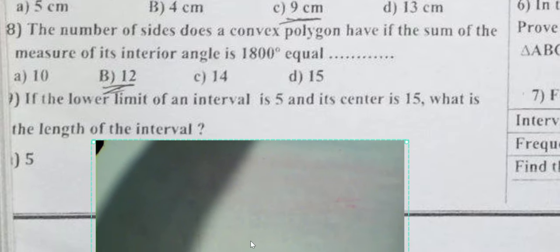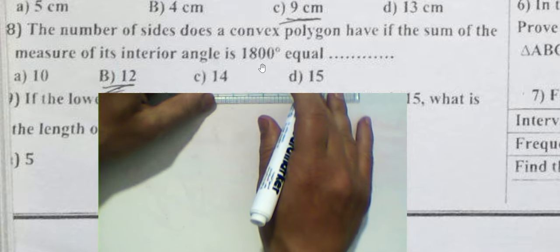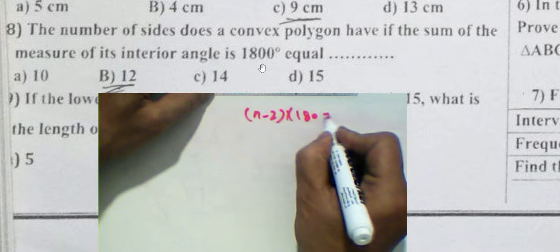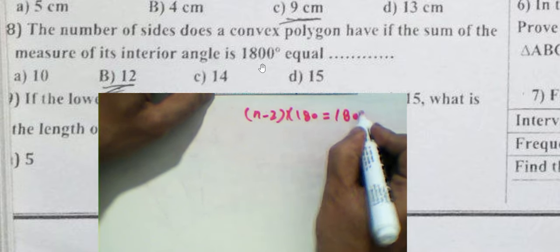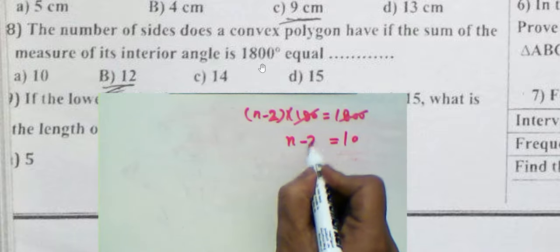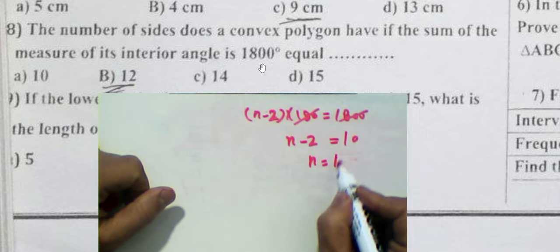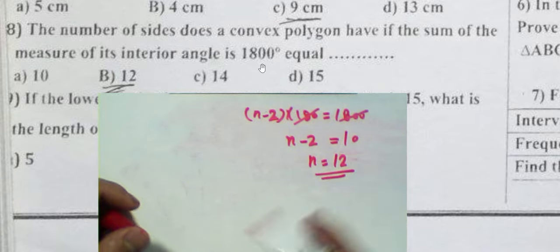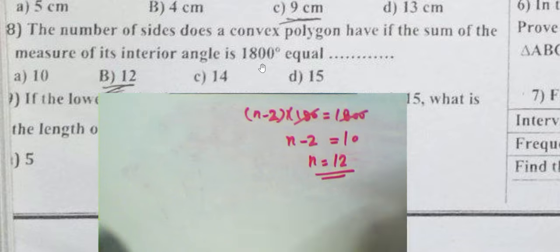Next question down here. The number of sides of a convex polygon if the sum of the measures of its interior angles is 1800. We know the rule: n minus 2 times 180 equals the summation, 1800. We can simplify, and the result will be 10. Then n minus 2 equals 10, so the number of sides will be 12. You can use this rule, n minus 2 times 180 equals 1800, and the result will be 12.